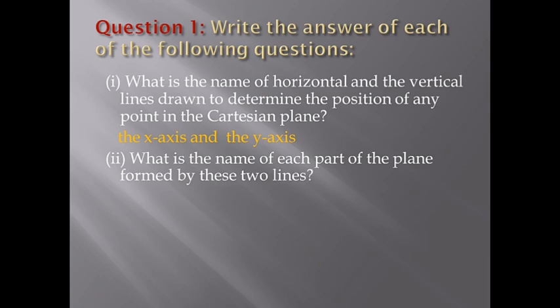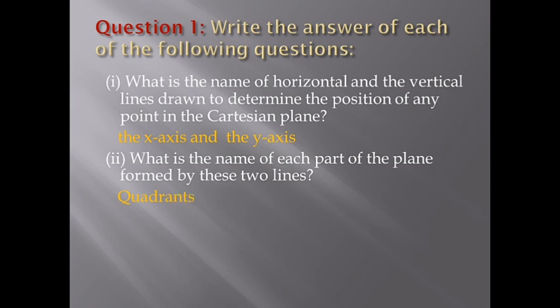Then the second question: what is the name of each part of the plane formed by these two lines? After drawing this horizontal and vertical line, that is the x-axis and y-axis, we get four parts. What do we call those four parts? Yes, we call them quadrants.